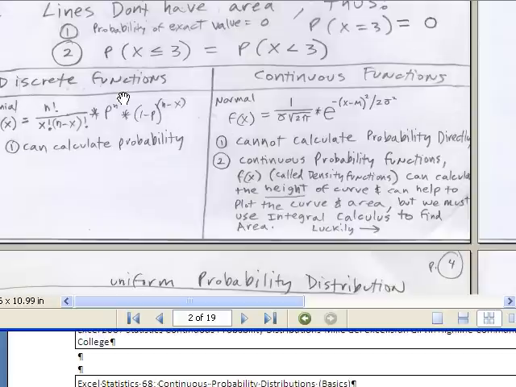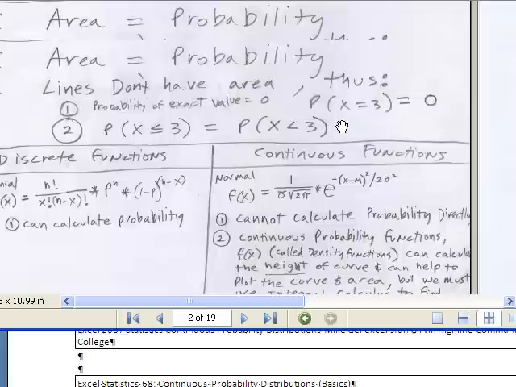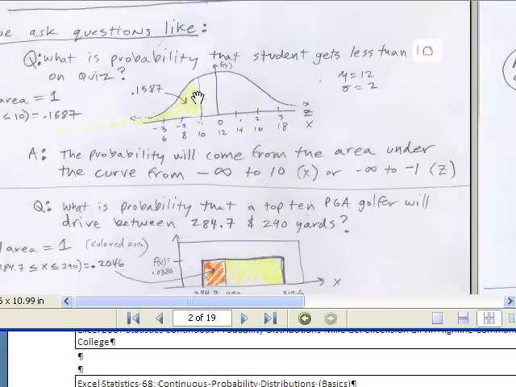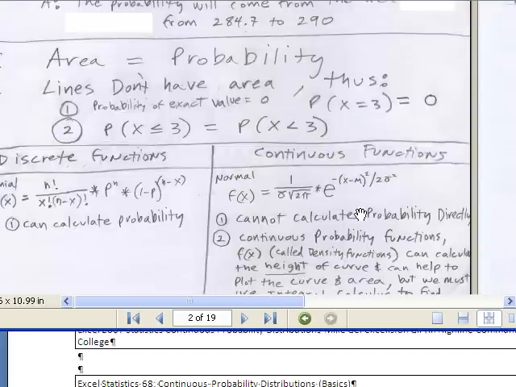Now, discrete probability function. Here was our binomial. We actually used the BINOM.DIST function, but there's that function, right? It can calculate probability. Now watch this. When we get over to our NORM.DIST function, here it is. But guess what? It cannot calculate probability directly. This thing can calculate the height of the curve. So right here, it can calculate the height, but that's not the probability.